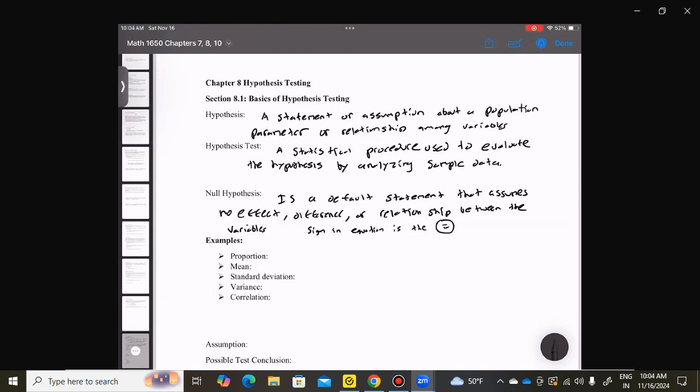So examples here. The null hypothesis we'll write as H sub 0 and then a colon, and then we write the equation. For proportion, it could be something like proportion equals 40% or proportion equals 0.4. But there's an equal sign. For the mean, we write mu equals 5.2. That's just some claim average. For standard deviation, the null hypothesis is that the standard deviation equals 1.5.